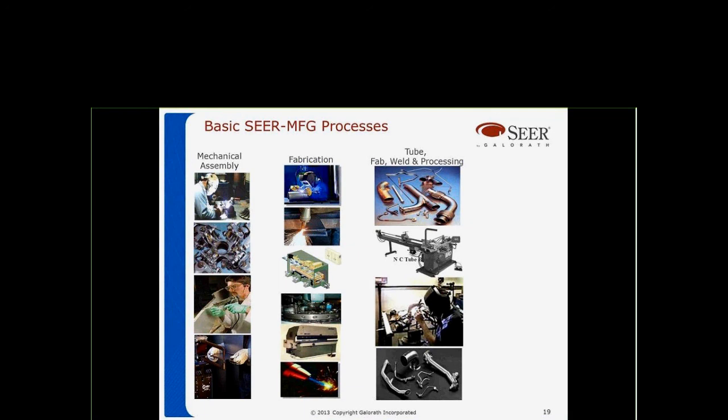And we do have a tube fab weld and processing model where you can do individual tubes, or you can do manifolds or multiple tubes, weld them up, bend them, weld them, whatever kind of process you can imagine is in the tube model, that we have that covered, and we can put that together for you.